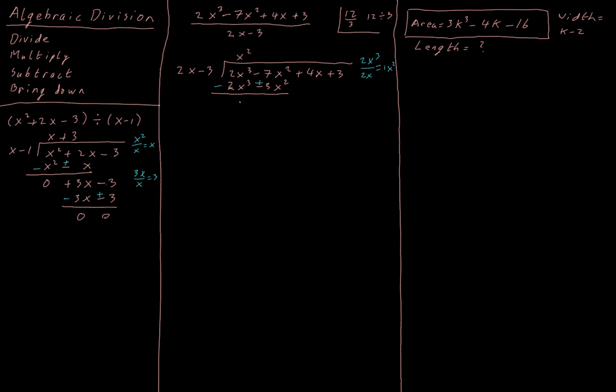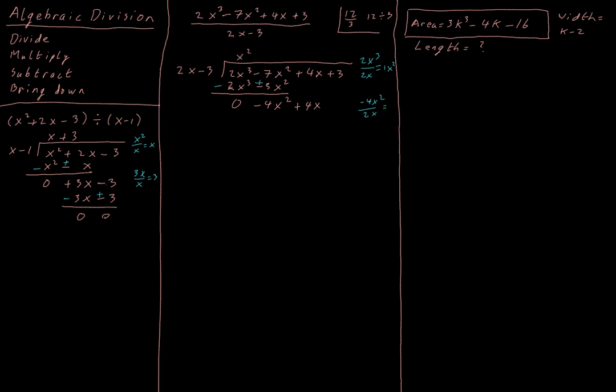Then I do my subtraction and I get 0 here, and I get minus 7x squared plus 3x squared is minus 4x squared, plus 4x from bringing down. So that's my next step, bring down the plus 4x, and then the whole cycle starts again. I have 2x goes into minus 4x squared. I can write that off to the side. So minus 4x squared divided by 2x.